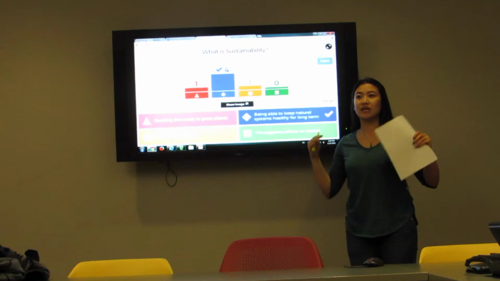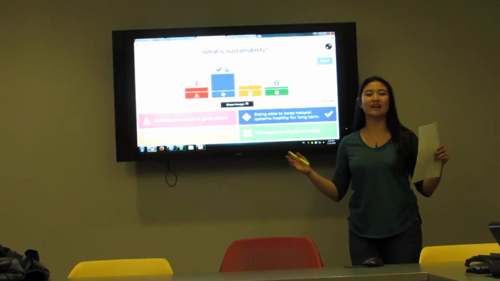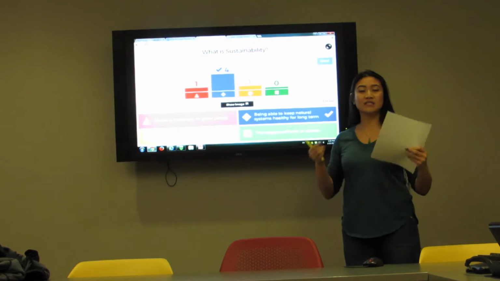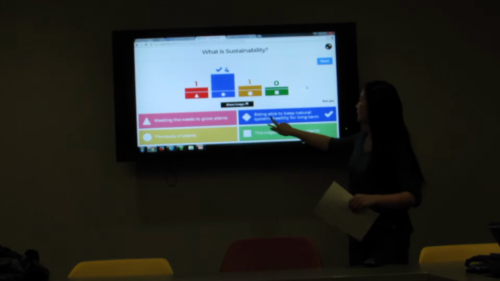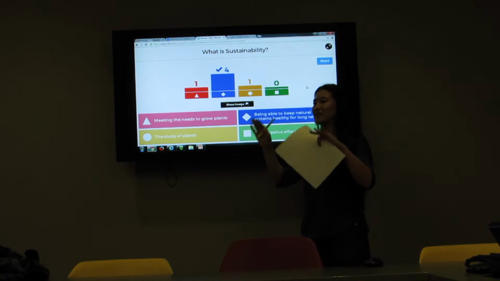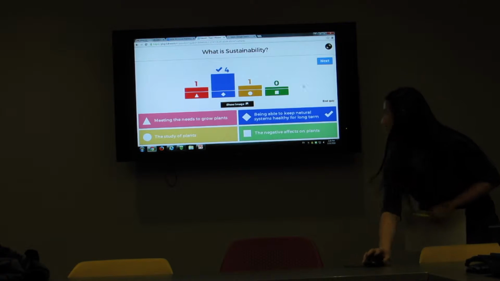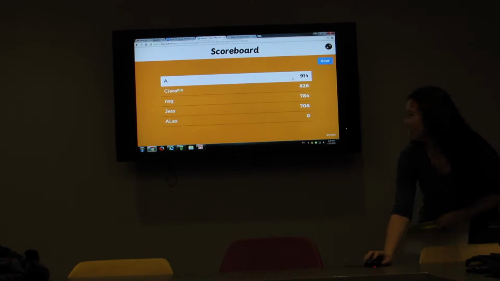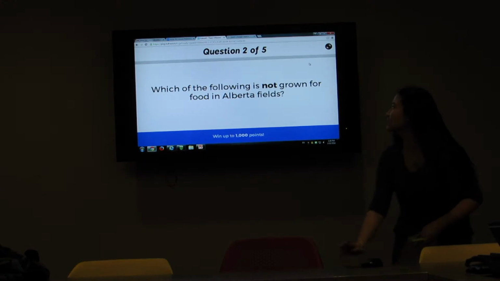Sustainability in this chapter is the ability to grow food and fiber for our environment and to keep our society looking natural. The root word sustain means to build strength and keep it strong. So that would make the most sense: being able to keep natural systems healthy for the long term. Meeting the needs to grow plants is the tricky one that I tried to put in, but the other ones are not correct. But good try. All right, next question. Ooh, Aya got it. And then Sierra. Oh no, Alex. That's okay, next question, you got this.